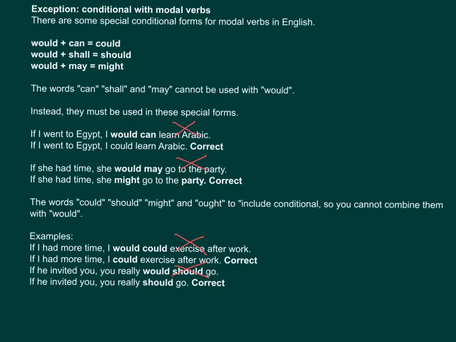The words could, should, might, and ought to include conditional, so you cannot combine them with would. For example, if I had more time, I would could exercise after work. Not correct. If I had more time, I could exercise after work. Correct. If he invited you, you would really should go. Not correct. If he invited you, you really should go. Correct.